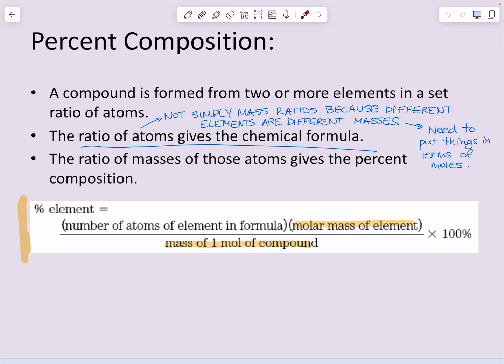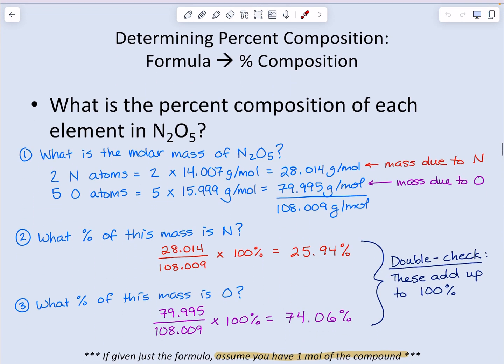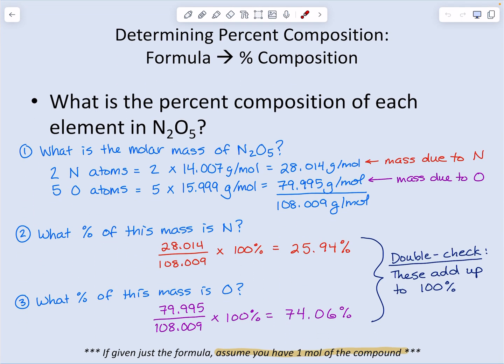So last time we ended class talking about percent composition, and I gave you a challenge to try to determine what the percent composition of each element was in N2O5. So we're starting today just breezing through the answer to this, okay?